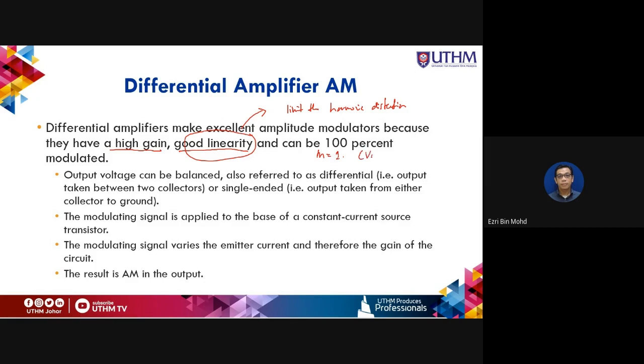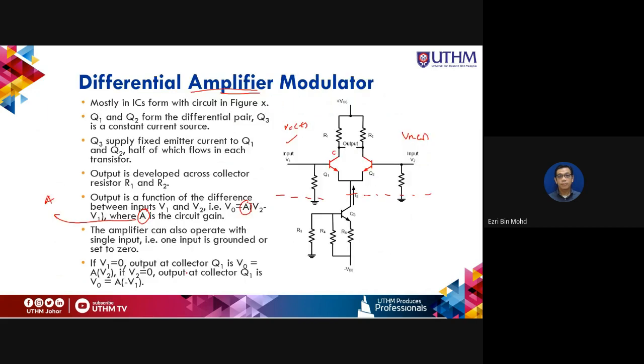So VM can be used as equal as carrier to produce 100% modulation. Okay, output voltage can be balanced, also referred to as differential. Output taken between two collectors or single-ended output taken from either collector to ground. The modulating signal is applied to the base of the constant current source transistor. The modulating signal varies the emitter current and therefore the gain of the circuit. And then the output is AM lah.